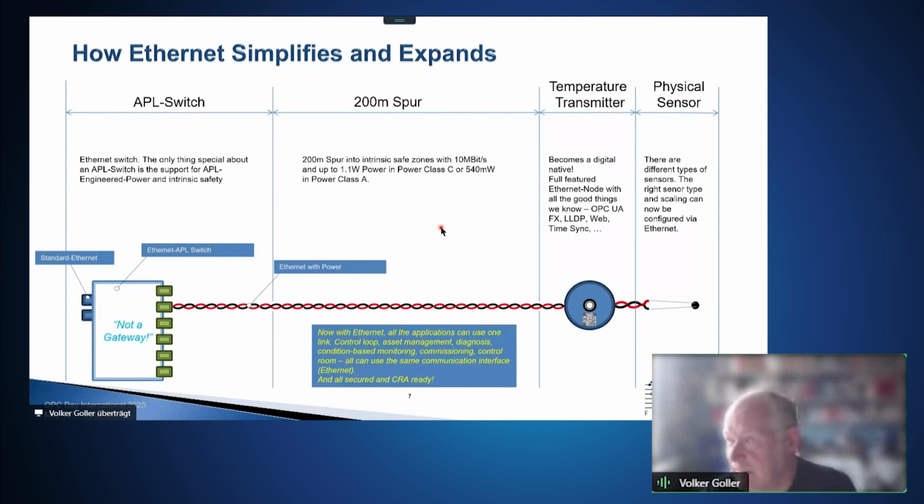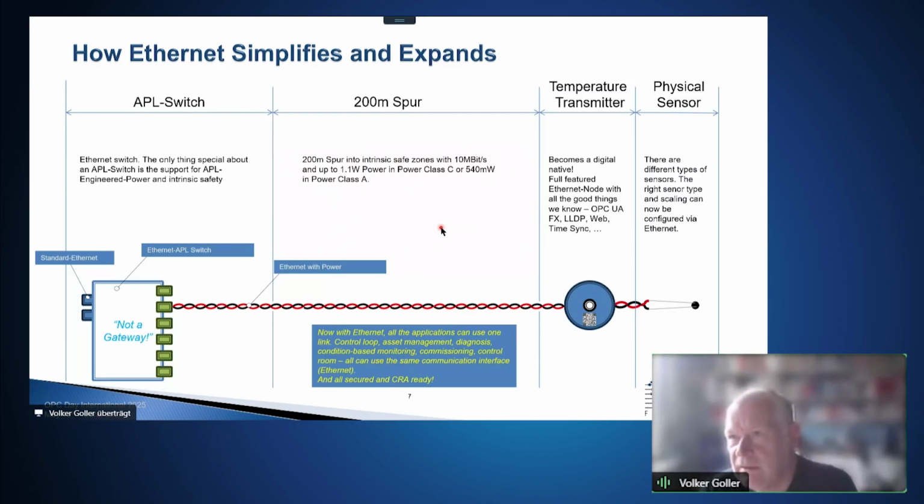We have things like LLDP, so we know who our neighbor is. We can automatically plan which port of our switch is connected to which hockey puck. Sorry for that term, but sometimes the temperature transmitters are just called hockey pucks because they're round and small. So yeah, we have all the beauty of Ethernet, all the protocols, everything you love about your Ethernet device is now available on APL or through APL.